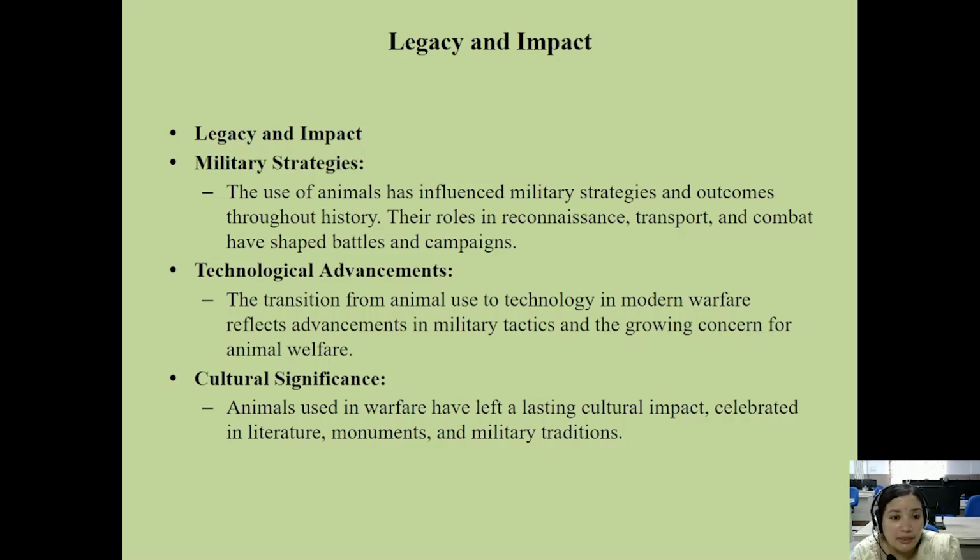Technological advancement is here. The transition from animal use to technology in modern warfare reflects advancement in military tactics and growing concern for animal welfare. Cultural significance: animals used in warfare have left a lasting cultural impact, celebrated in literature, monuments, and military traditions. So, the legacy and impact of the use of animals in warfare.